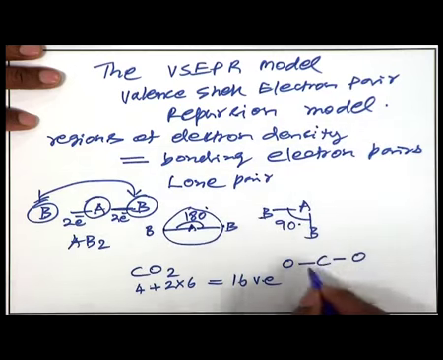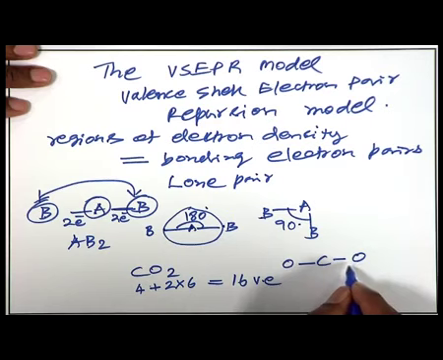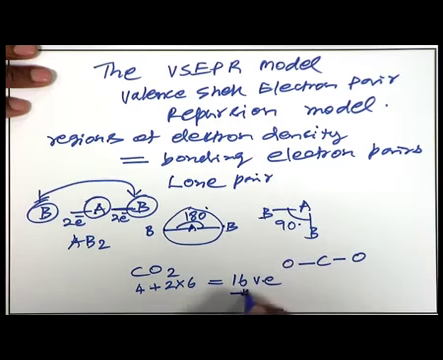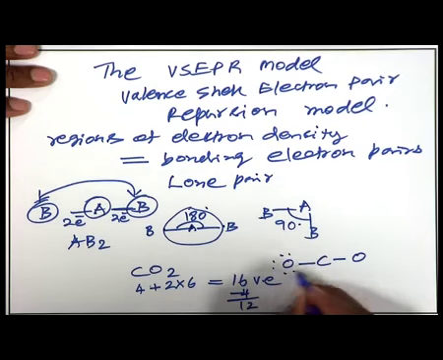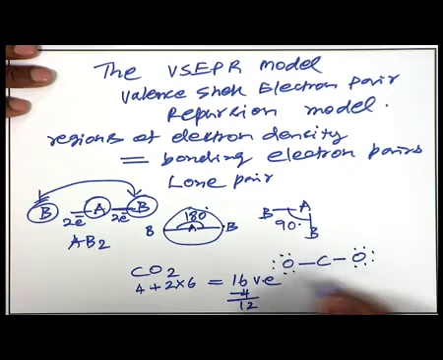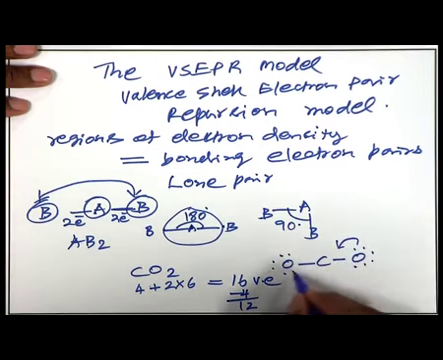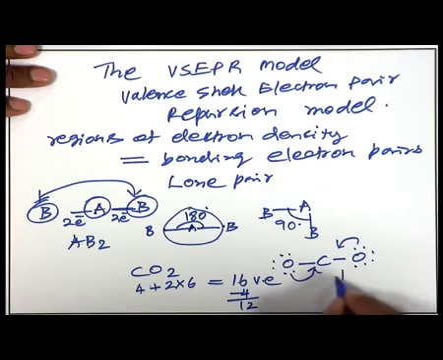Then you have to spend 4 electrons to form 2 bonds. So 4 electrons are gone, minus 4, and the remaining is 12 electrons. Arrange them such that the octet is reached for every atom. But if you look at the central carbon atom, it has not achieved 8 electrons. So you have to convert this lone pair into a bonding pair. This also you convert, and then you have C double bond O, like that.